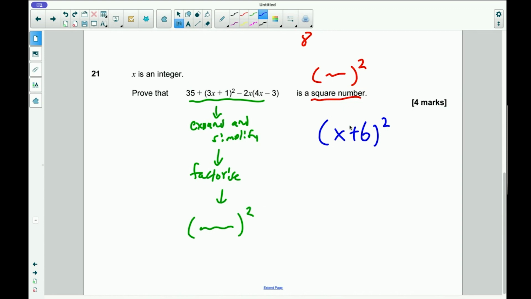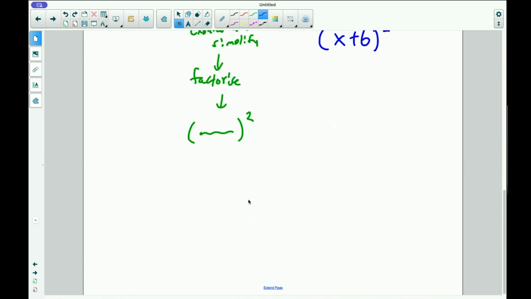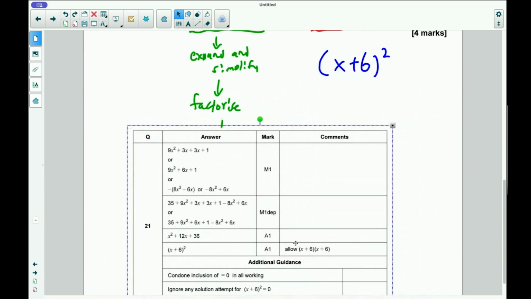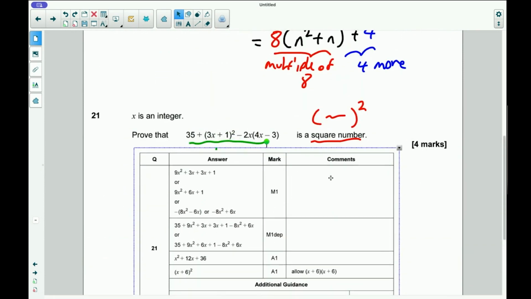And this is worth 4 marks, right? So you get 1 mark for expanding. Actually, let me show you the mark scheme for this. You guys can just take a picture of the mark scheme and put it aside so you can try this question on your own first before you check the answer. So this is what the mark scheme is going to look like. Maybe I'll put that up here with the question.